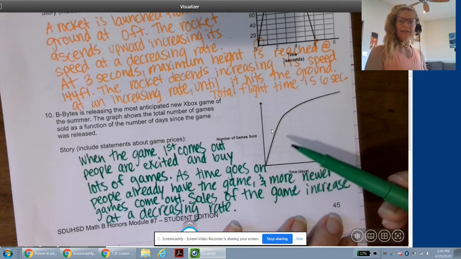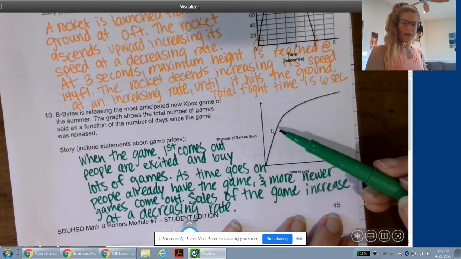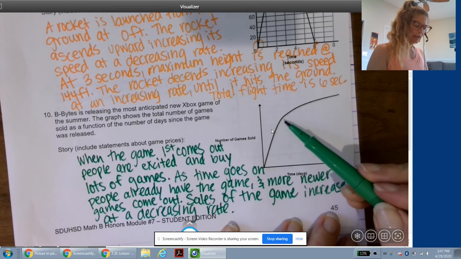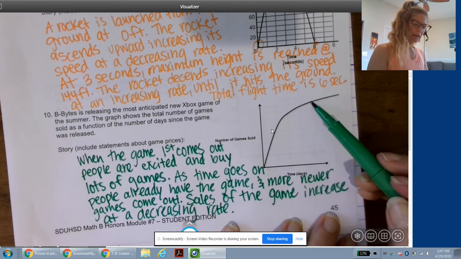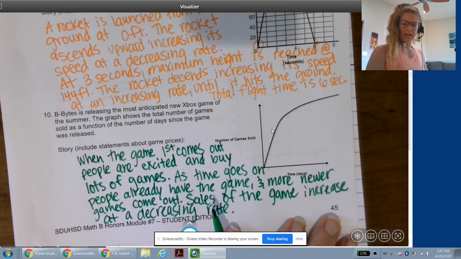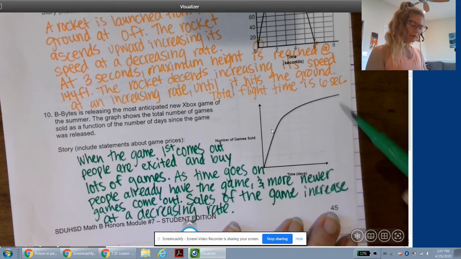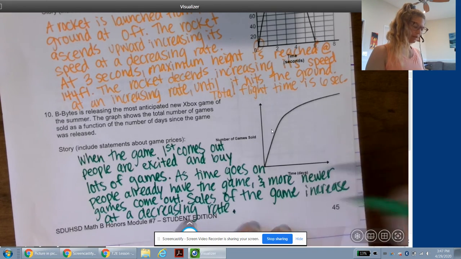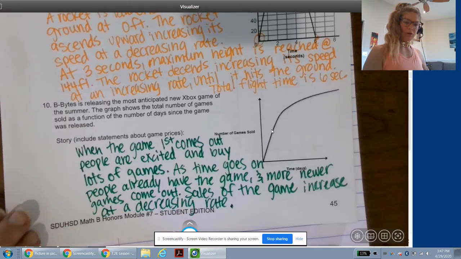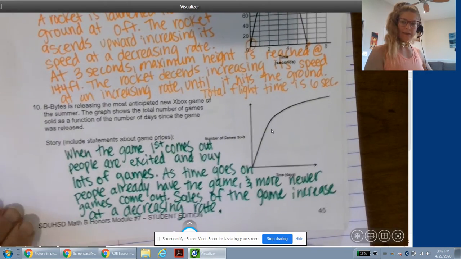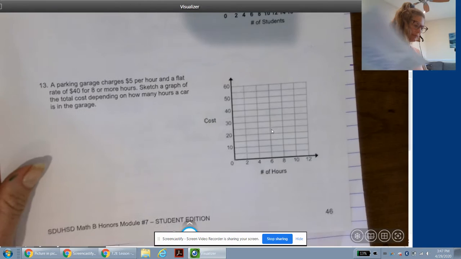Meaning we're not going to sell fewer games. Obviously, they were already sold, but they're going to increase maybe at a lesser amount. And maybe as time goes on, the price of that game decreases, so people will still buy it because it's maybe cheaper than other ones. But yeah, that explains our B Bytes most anticipated Xbox game of the year.